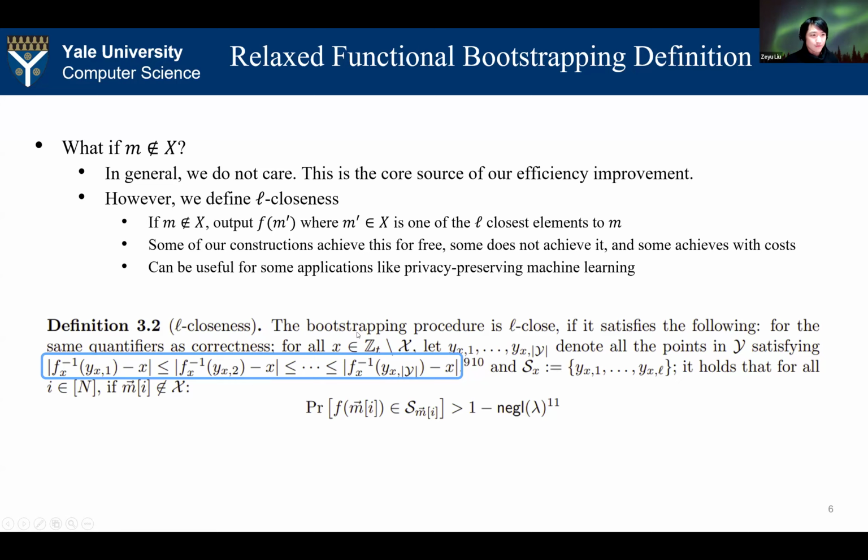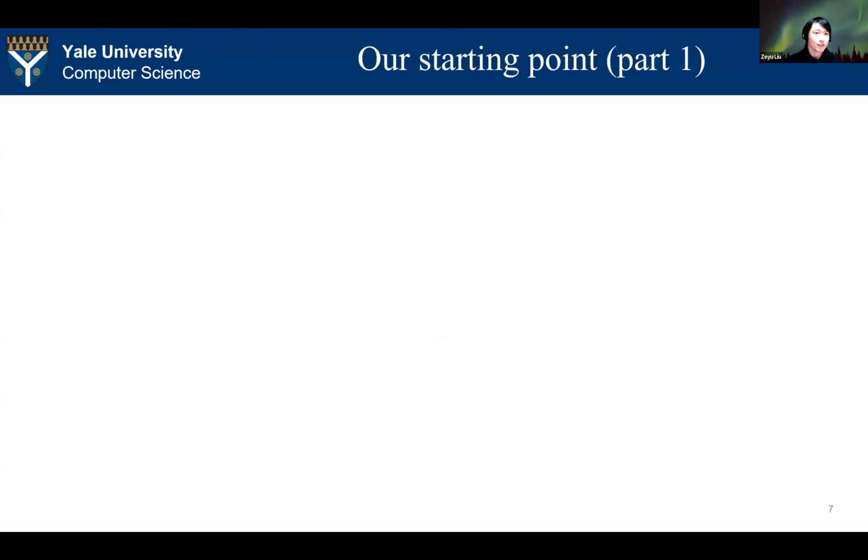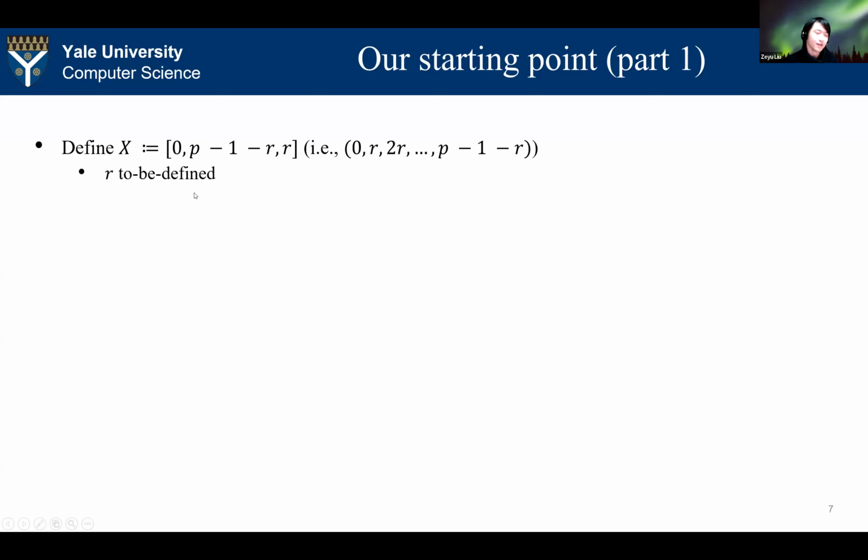So with all these definitions in mind, we can talk about our constructions. Our starting point is a simple subset. This subset is structured. It has the following form. It starts with 0 and it ends with p minus 1 minus r. Recall that p is the plaintext space, and it has some step size r. It basically means 0, r, 2r, 3r, up to p minus 1 minus r. This r is something we will define later, but it's just some parameter.